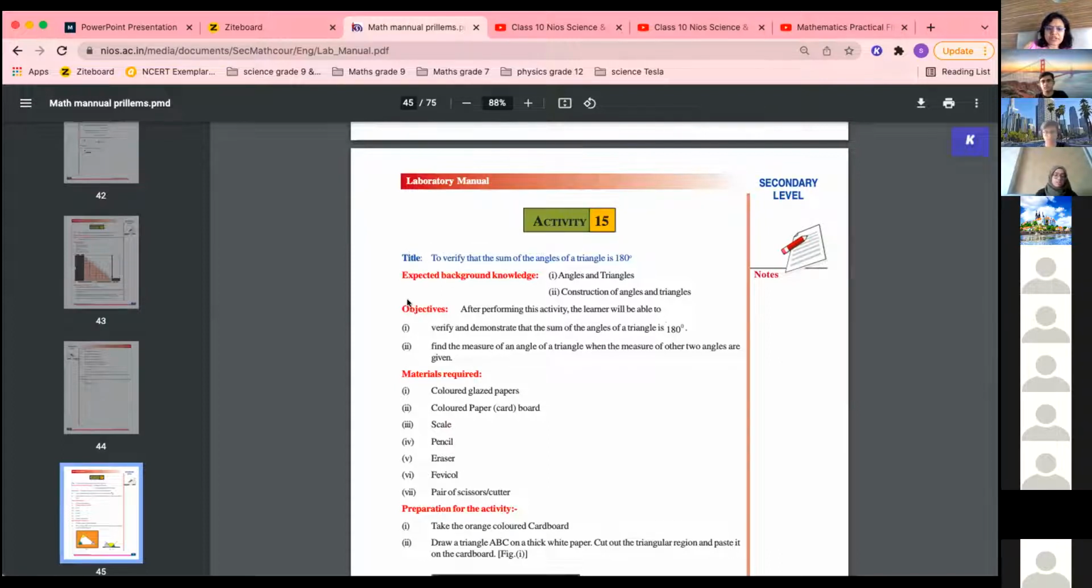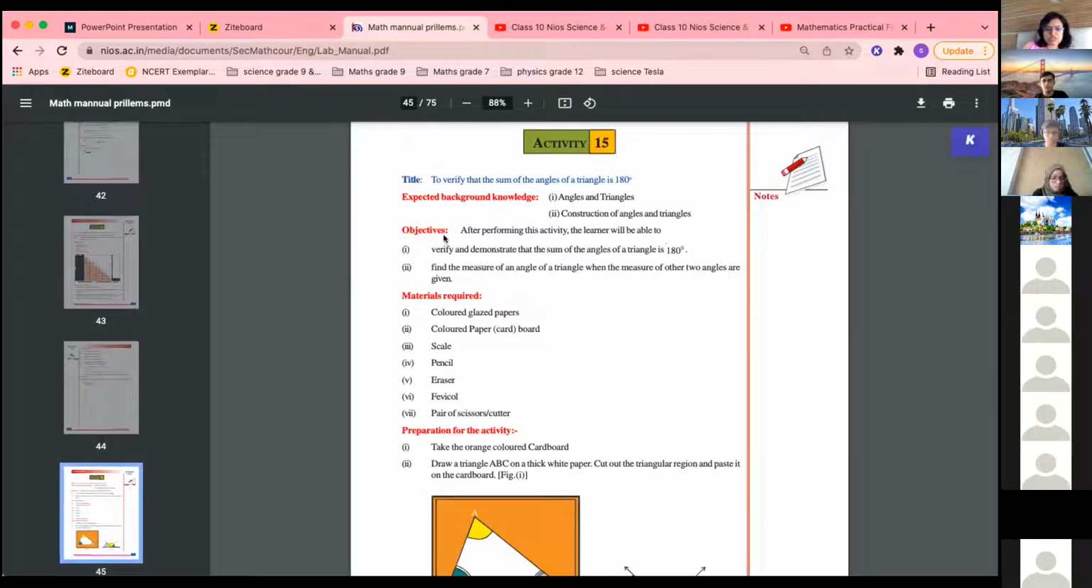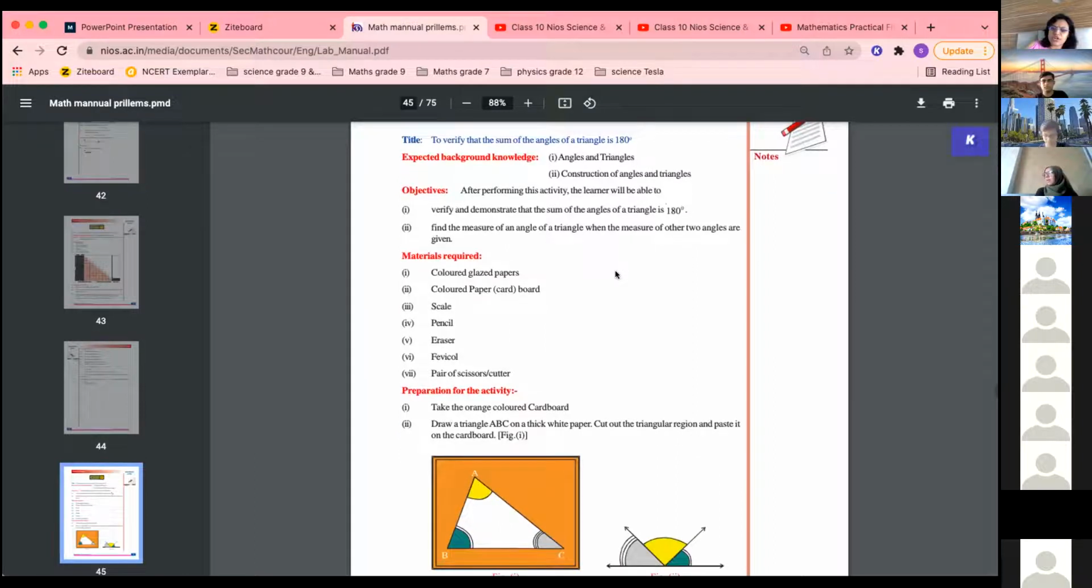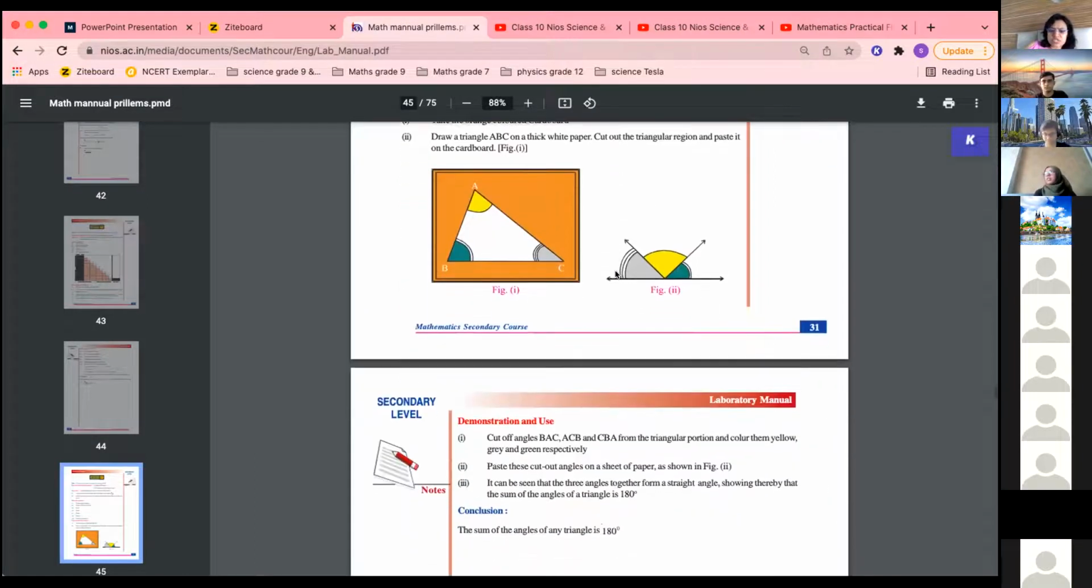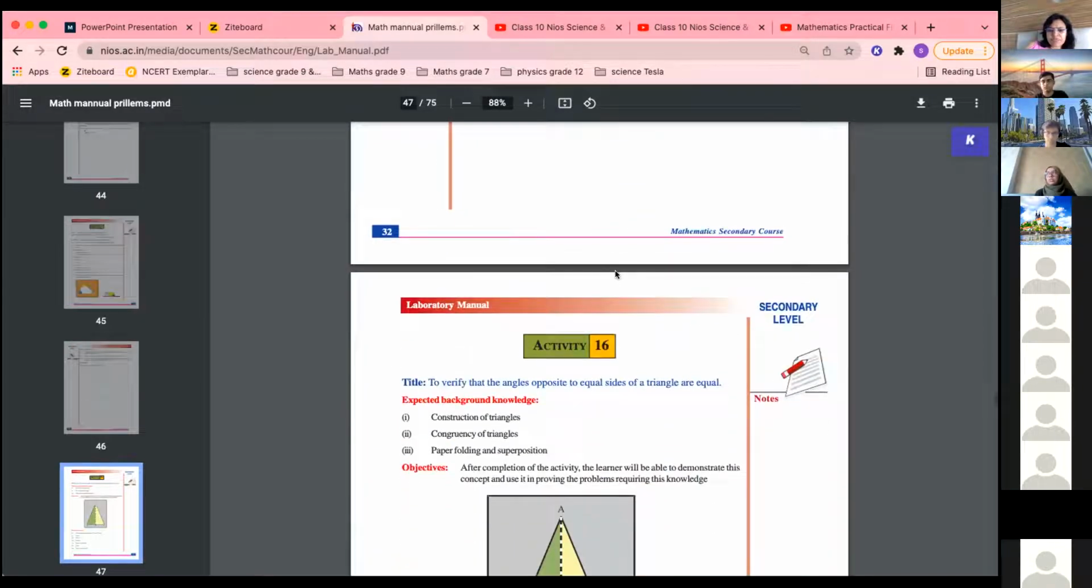Remember, don't repeat this title, don't write. Okay, and expected background knowledge. Please don't write these two things. You have to start from your objective or aim. Okay, and don't write after performing this activity, learner will be able to. You have to write to verify and demonstrate that the sum of the angles of a triangle is 180 degree, and to find the measure of an angle of a triangle when the measure of other two angles are given. So these two aims are there. Just copy down everything. That's all.